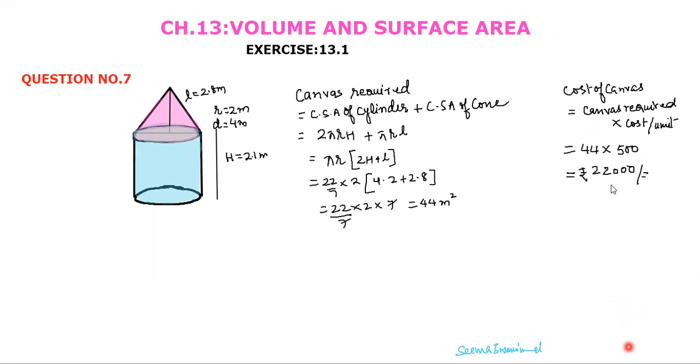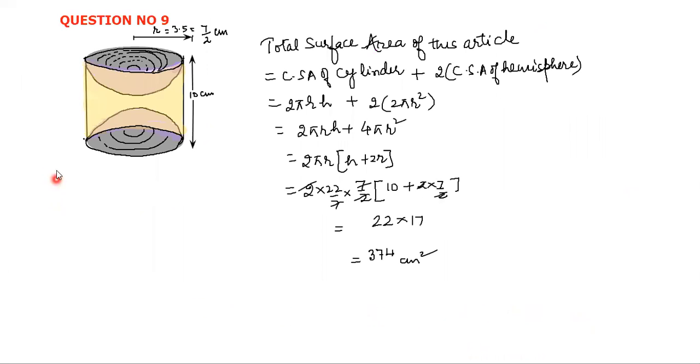Now let's move to the next question. In this question you are given a cylindrical wooden block, and you have scooped out one hemisphere from the top and one hemisphere from the bottom. From outside it looks like a cylinder only, but when you peep inside you will find that it is hemispherical in shape from the top as well as from the bottom. So what is the total surface area of this solid?